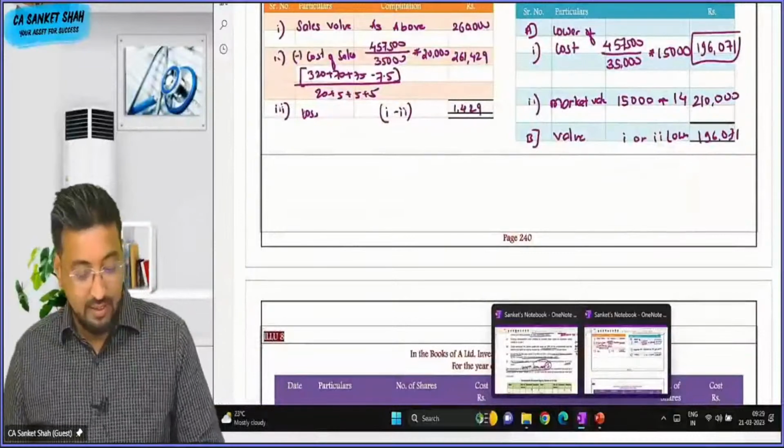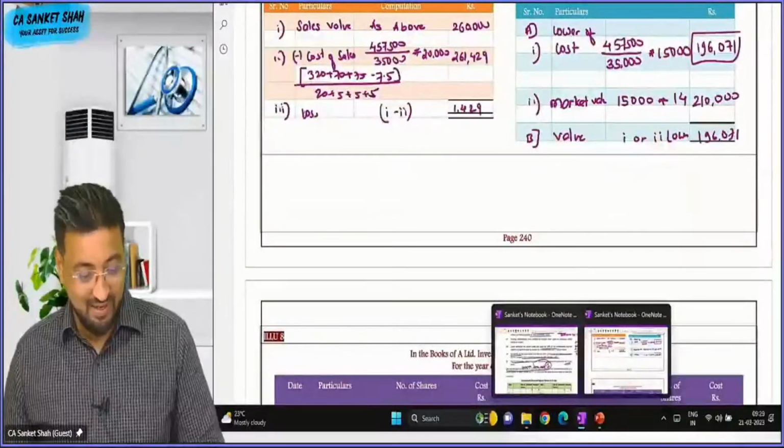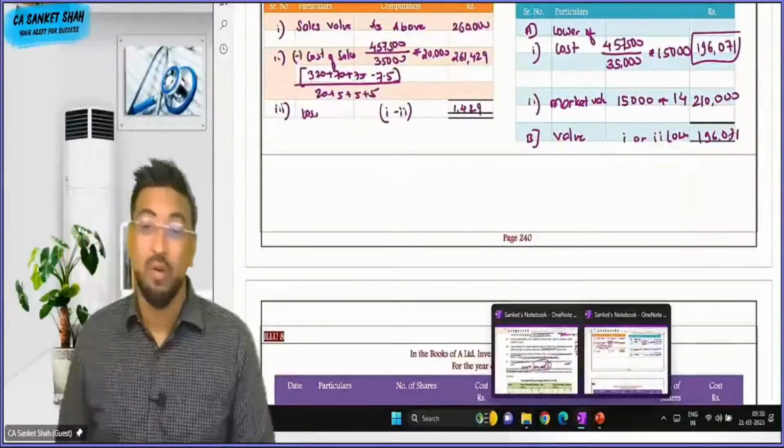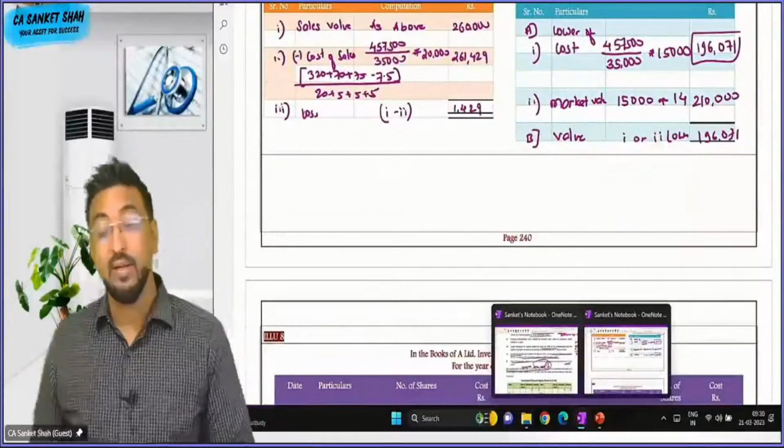No beta, Jia Patel is not correct. I will give you the correct answer on Thursday. Why are we using the weighted average method? Yes, we will see on Thursday.